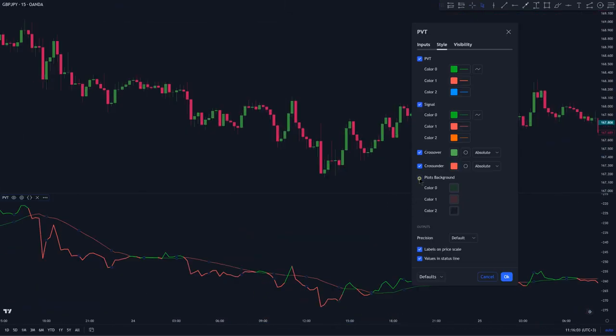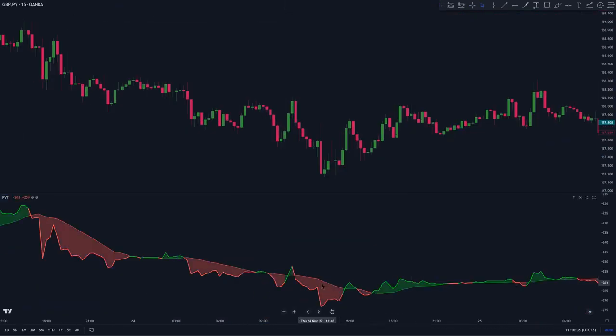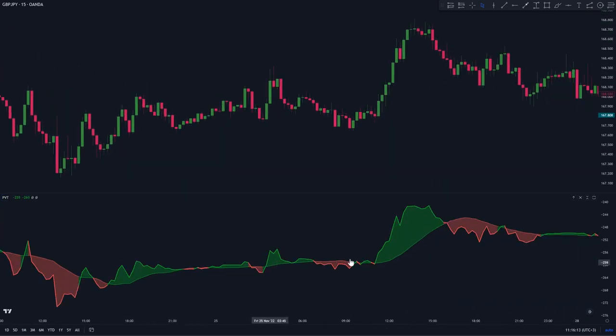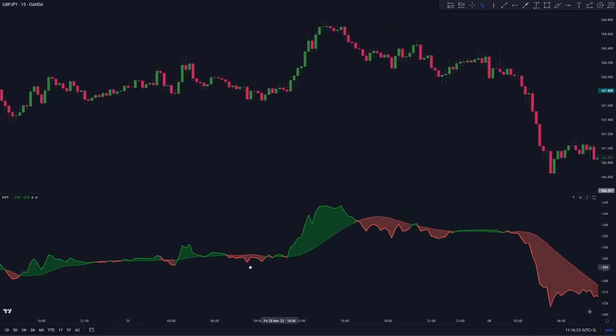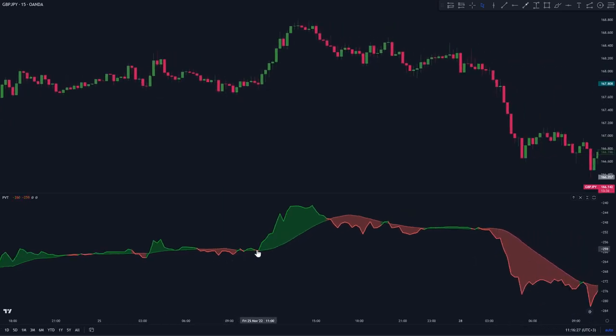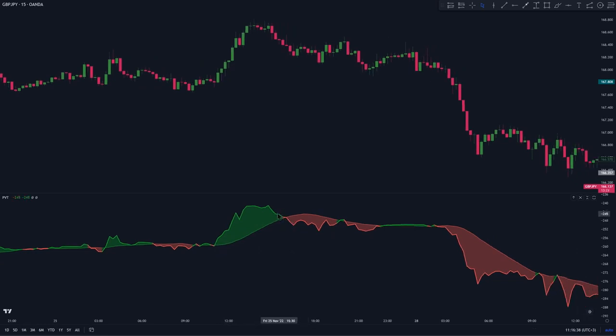Last but not least, we have the plot's background, which is just a color filling for the space between the PVT line and the signal line. When the PVT line crosses above the signal line, the background color changes to green, and when the PVT line crosses below the signal line, the background color changes to red.